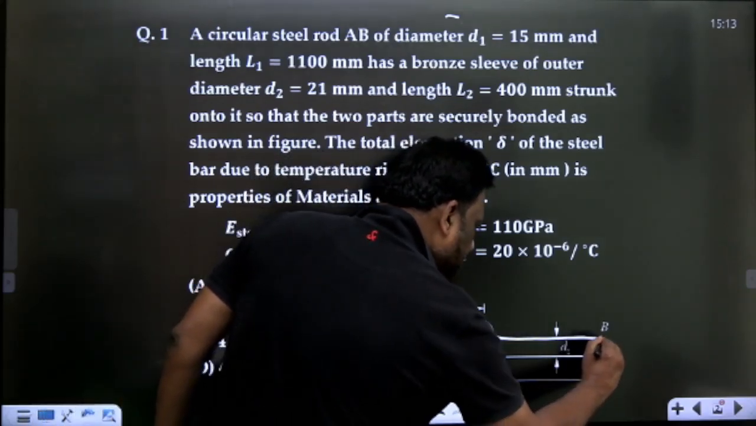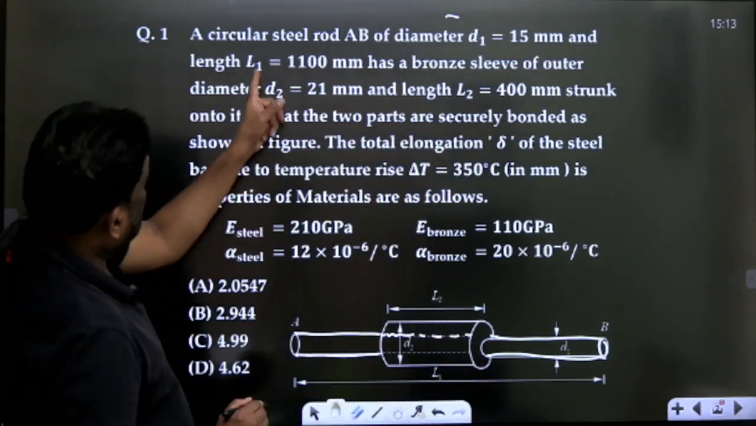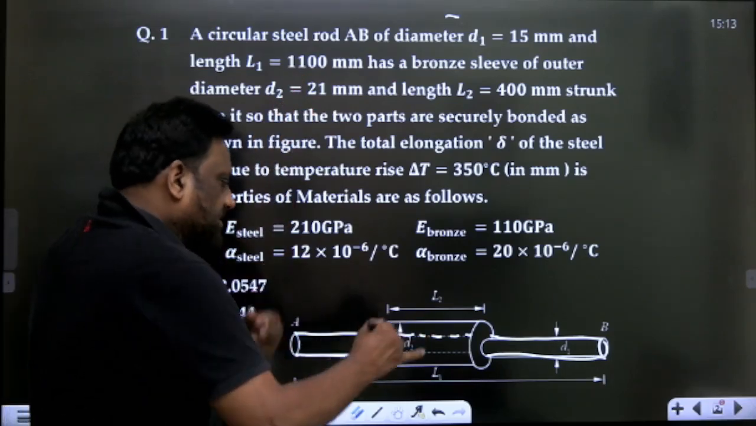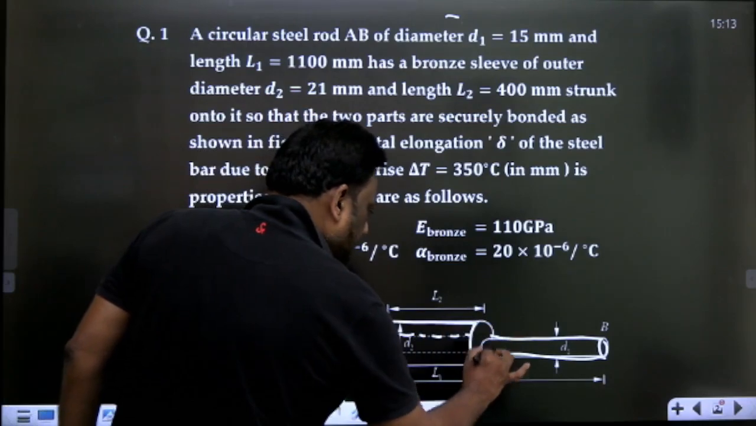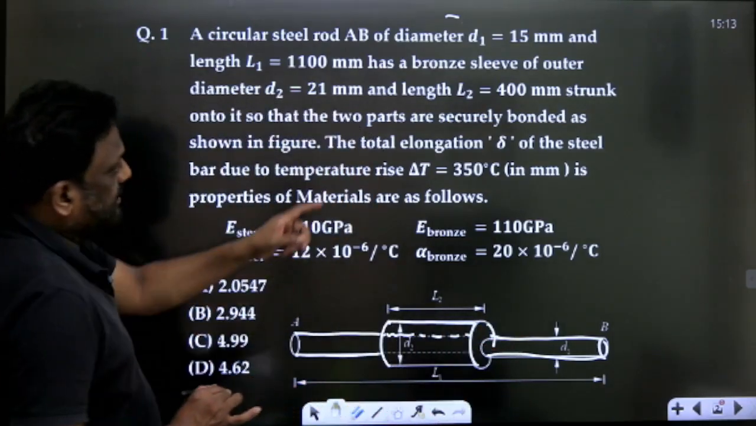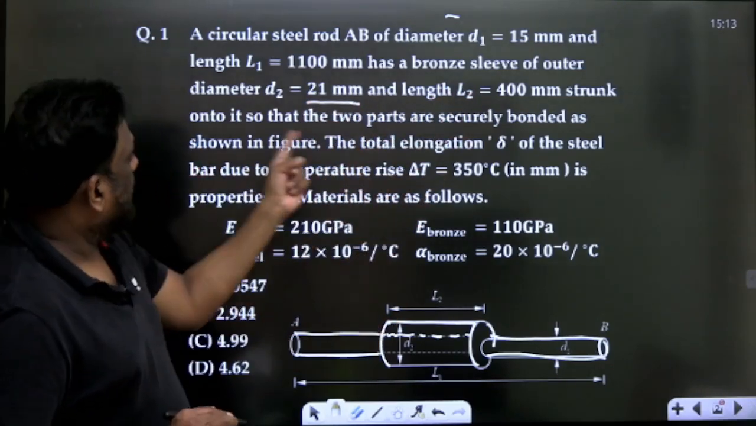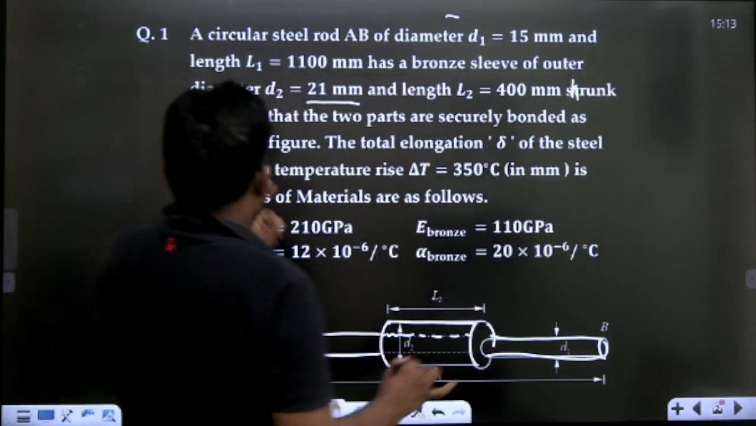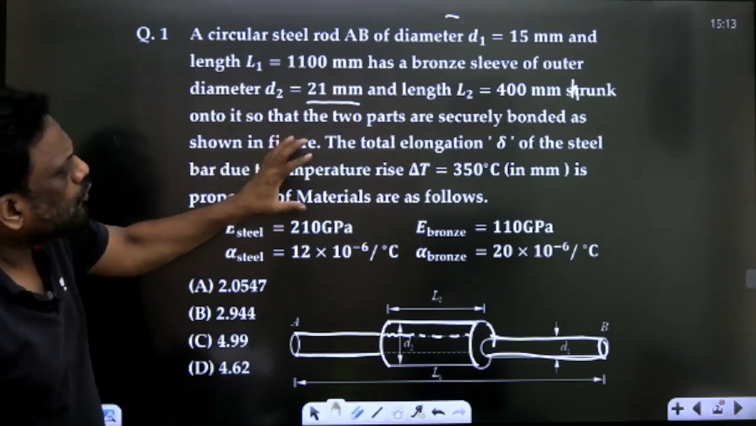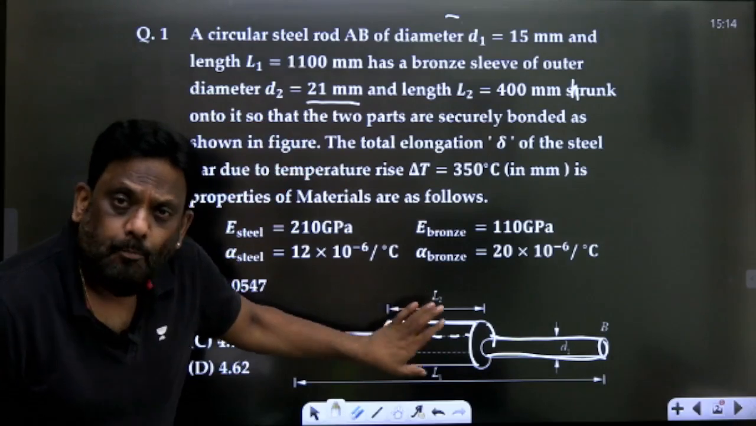And the length of the steel rod is 1100 mm, and over the steel rod there is a bronze sleeve. The outer diameter of the bronze sleeve is 21 mm and the length is 400, and it is shrunk onto it so that two parts are securely bonded as shown in the figure. Now it is becoming a composite section.